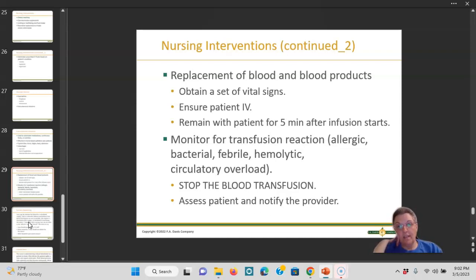If you hear anything out of the patient, stop the blood transfusion, assess the patient, grab a urine, and notify the provider ASAP. Do not throw away the blood. The blood needs to go back to the lab to be checked to make sure that it was the right blood type, didn't have any bacteria in it, and double check for circulatory overload. The doctor's going to give you an order for like Tylenol, Benadryl, labs, and potentially transfer to the ICU.